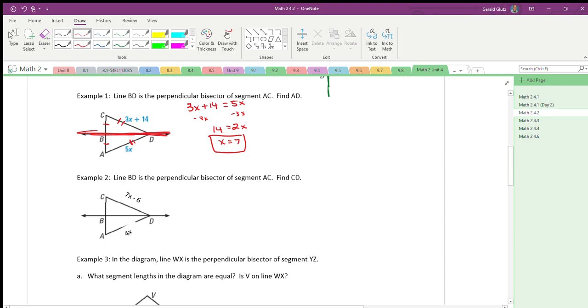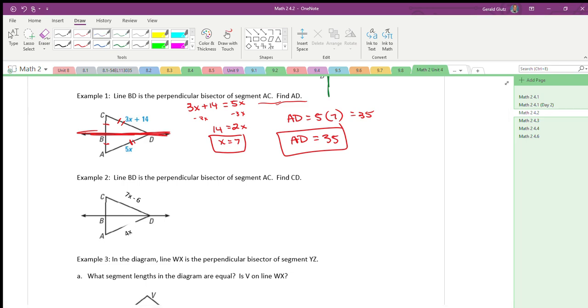Again, notice, I want to reiterate this. I know I've said this multiple times before in previous lessons. We are not done because they did not ask us just to solve for x. What do they ask us for? What is AD? Whoops, didn't mean to cross through it. So AD is this 5x length right here. But if x is 7, then AD has to equal 5 times 7, or 35. So AD is 35. Again, make sure you read what they ask you to find.